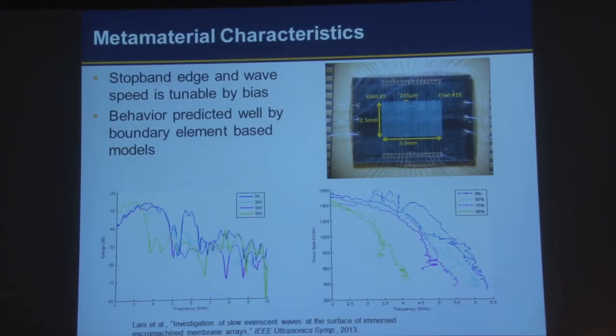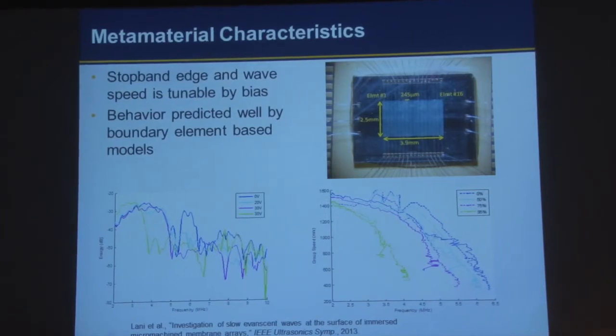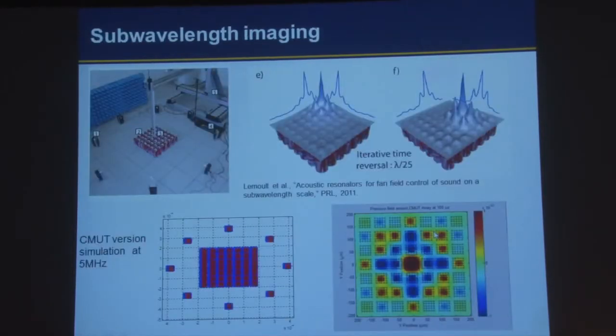And on top of that, by changing the bias, we can actually change the frequency of these things, because we determine where the resonance is. For example, here's the stop band edge. If you bias it close to collapse, the stop band edge goes to lower frequency, and then you see it here as well. And this is actually a comparison of theory versus experiment. I'm not sure if it's clear, but they actually match really well. So these can be used for imaging.